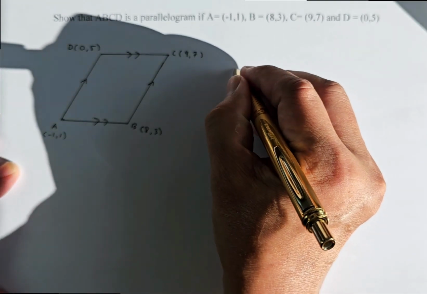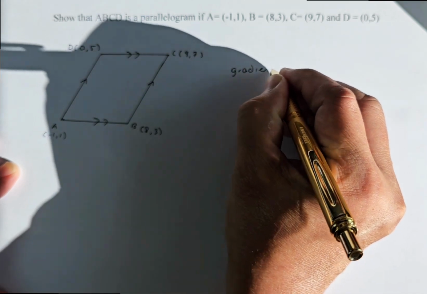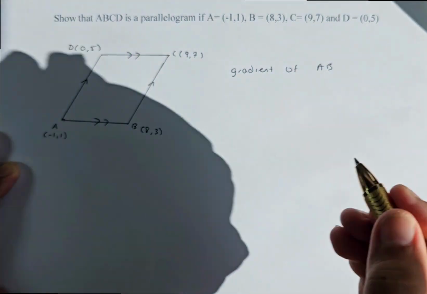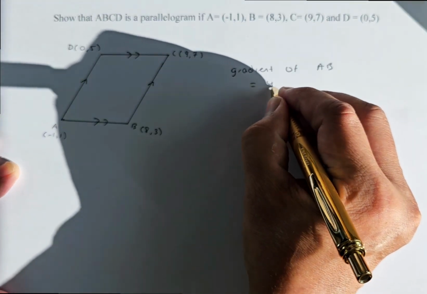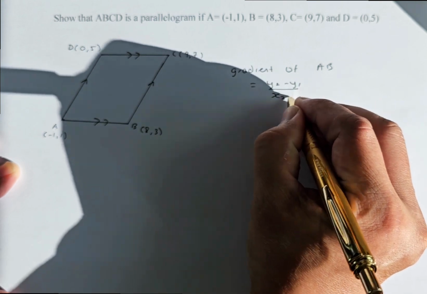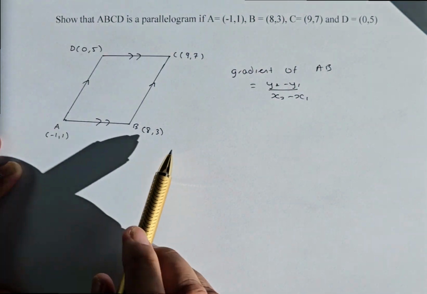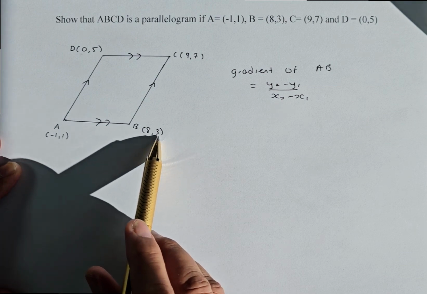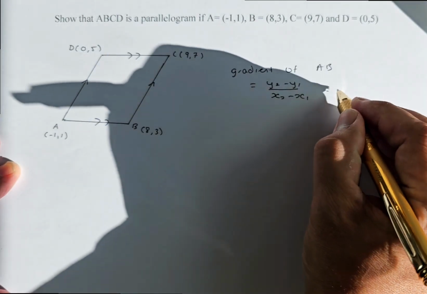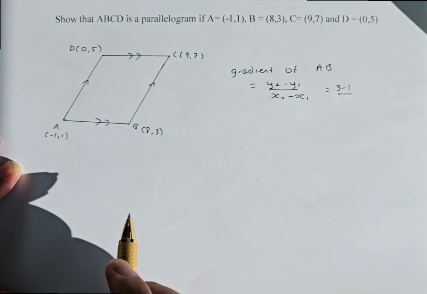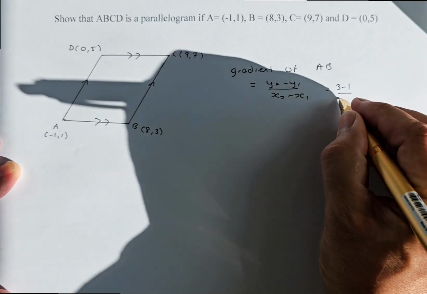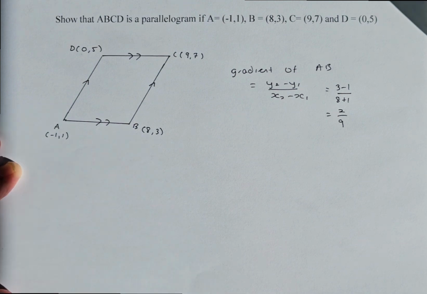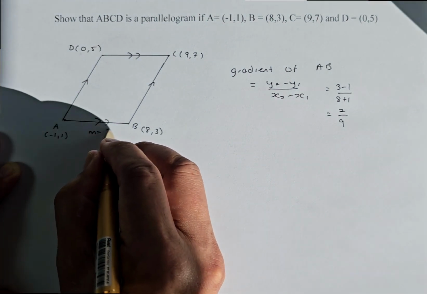To find the gradient of AB, we're going to calculate this gradient now. Mine is not accurate, the graph, I just do roughly. The formula is y2 minus y1 over x2 minus x1. You can take either one as x1 and y1. In this case, we take the bigger number minus the small number. So y2 is 3 minus 1, which gives us 2. 3 minus 1 divided by 8 minus -1, so it's going to be 8 plus 1. So the answer is 2 over 9. That's the gradient of AB. So we're going to put here the gradient of AB is 2 over 9.